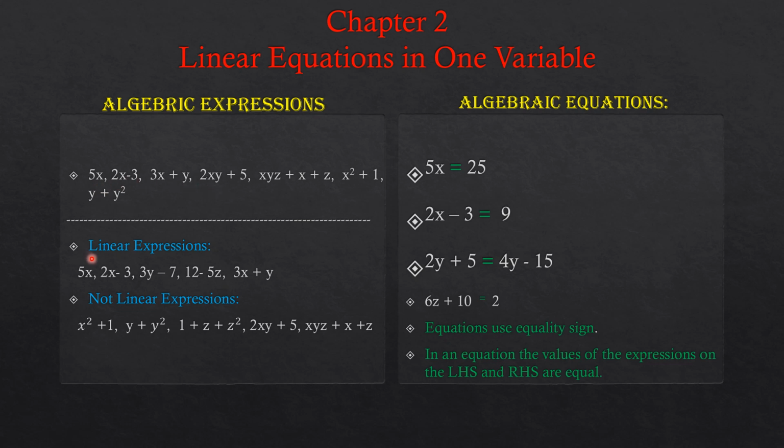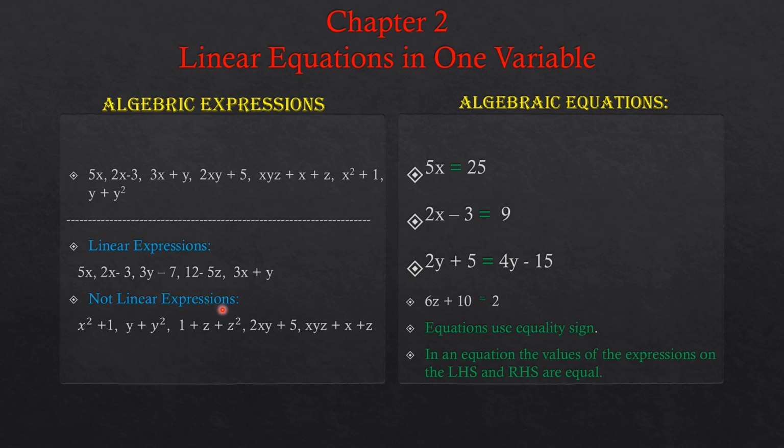Now let us see what are linear expressions. 5x, 2x minus 3, 3y minus 7, 12 minus 5z, 3x plus y. These are examples for linear expressions. This means that the highest power of the variable appearing in the expression is 1. For example, 5x. It can be written as 5x raised to 1. The power of the variable is 1. 12 minus 5z. Variable containing part is minus 5z and here the power of the variable z is 1.